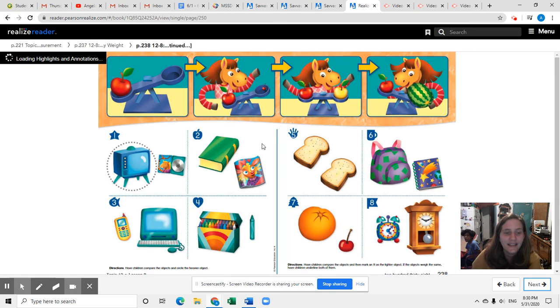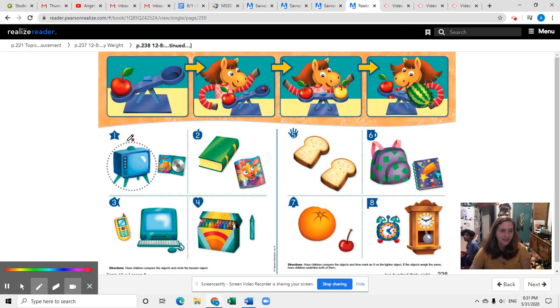On the inside, what we're going to do is compare the objects and circle the heavier object. So this is a TV or a DVD. Which one's heavier? It's the TV. Here, it's a heavy or big book and a magazine. Which one's heavier? A computer or a phone? Which one's heavier? A box of crayons or one crayon? All right, and then right here, this is circle the heavier object.